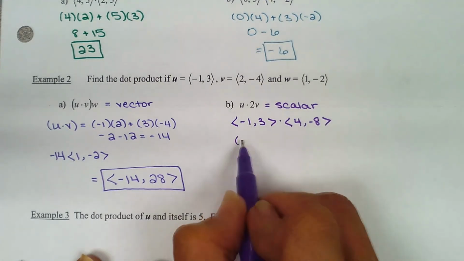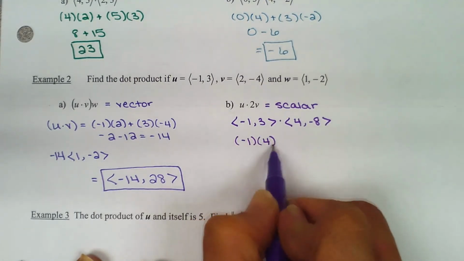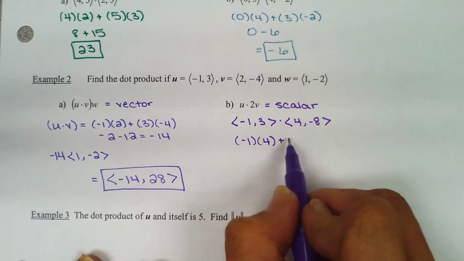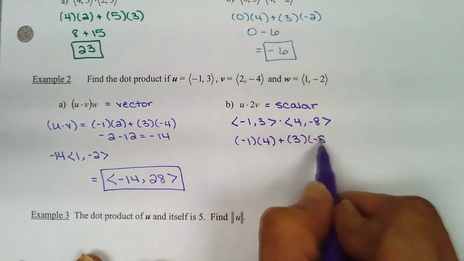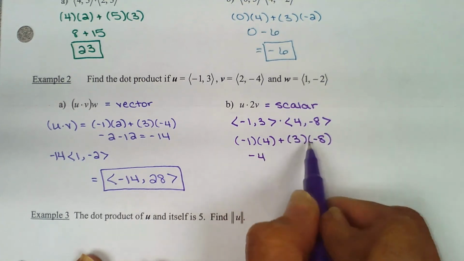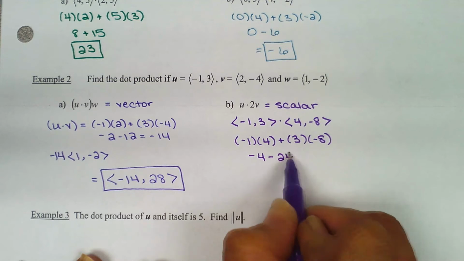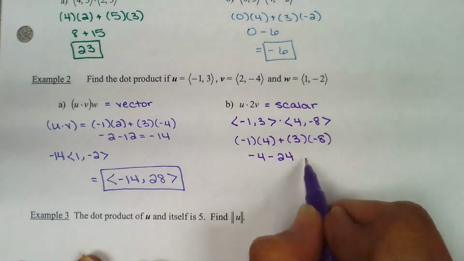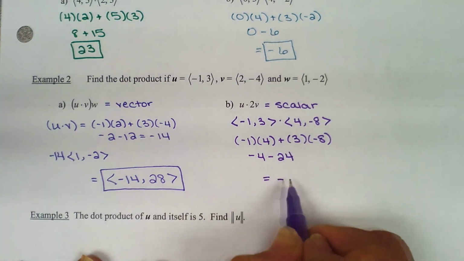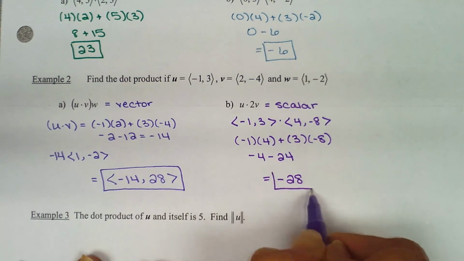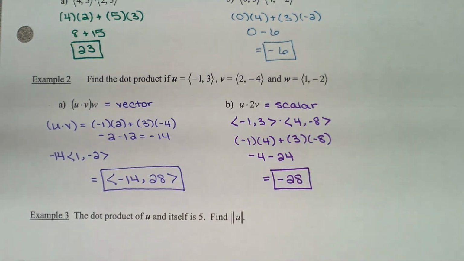If I multiply the x's, I get a -1 times a 4. Add to it the product of the y components, 3 times a -8. That gives me a -4. That gives me a -24. And -4 minus 24 is going to give me a scalar value of -28. So you just want to be careful that you're getting the right kind of answer out of these problems, meaning you want to check to see, is it supposed to produce another vector, or are you going to end up with a scalar when you do all of the math?